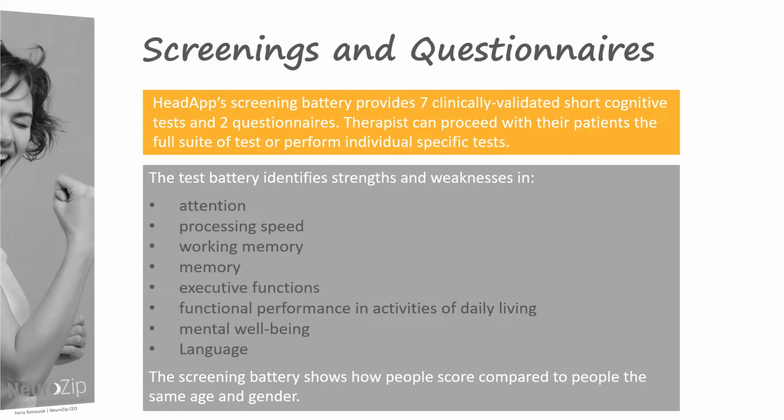HeadApp Screening Battery offers 7 clinically validated short cognitive tests and 2 questionnaires. Patients can undergo the full set of tests or perform individual specific tests. The test battery identifies strengths and weaknesses in all cognitive domains, plus functional performance in activities of daily living, mental well-being, and language. If the performance in a test is lower than the average or worse, a suitable therapy battery is automatically suggested.